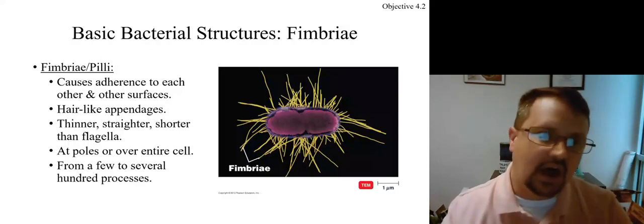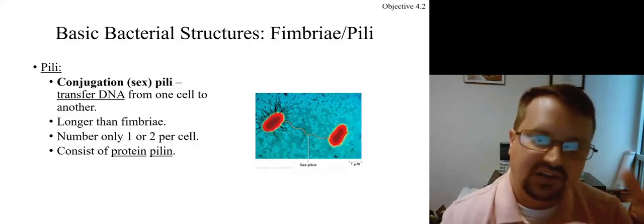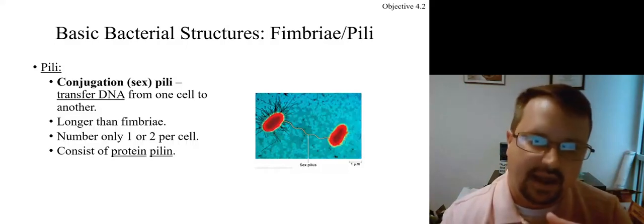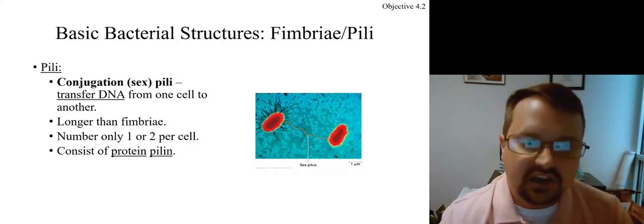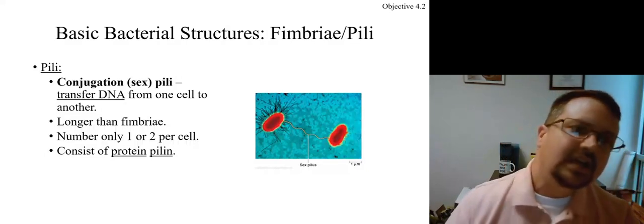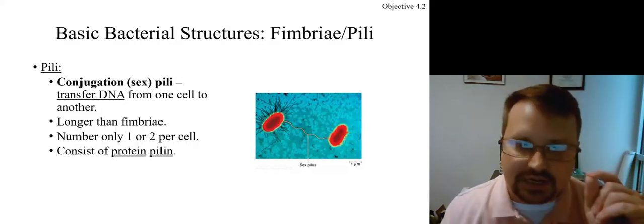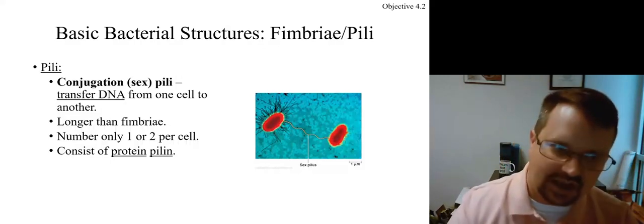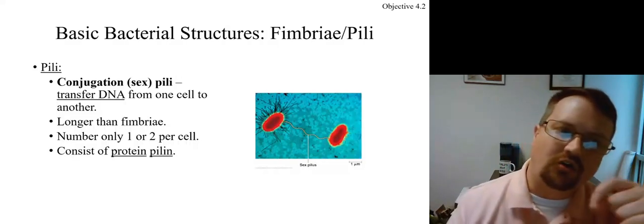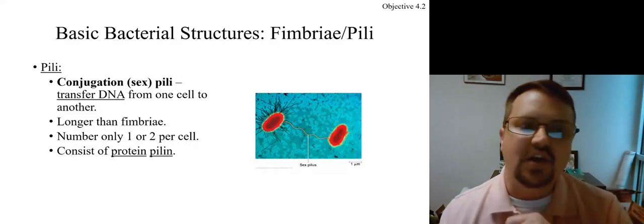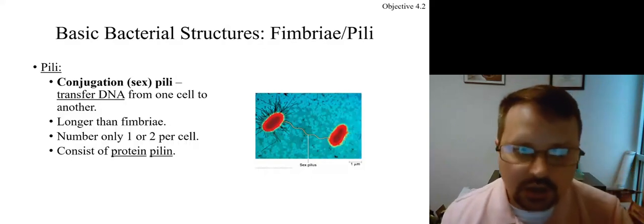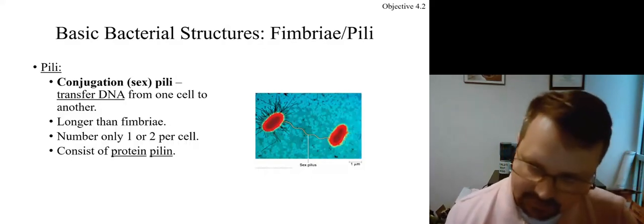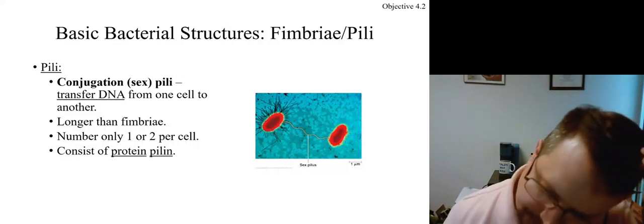There's a special pilus called a sex pilus, or a conjugation pilus. I always thought that'd be a good name for a band, Sex Pilus. The conjugation pilus, or sex pilus, is used to transfer DNA from cell to cell. They're much larger and longer than fimbriae. There's usually only one or two. It's made of a protein called pilin. Pilin for the pili.